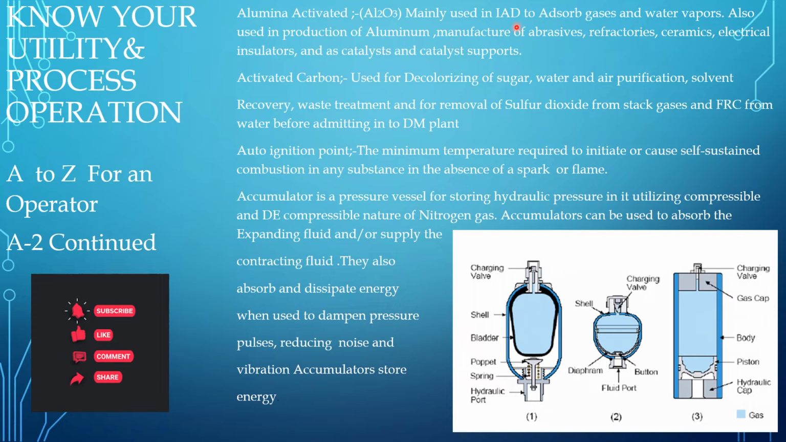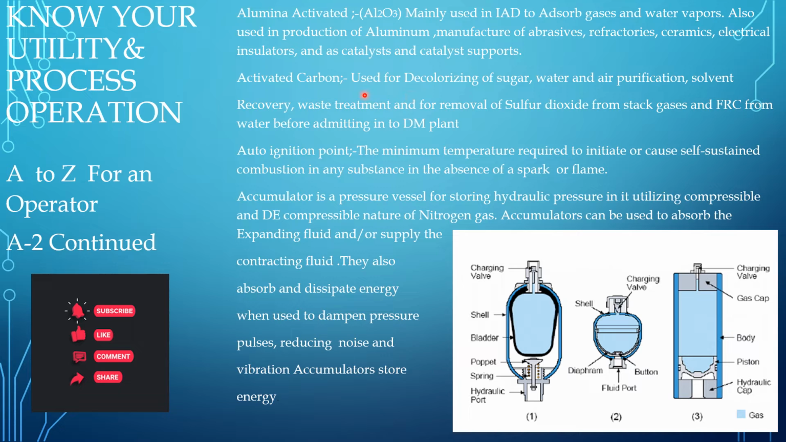Mainly, it is used in instrument dryer, which plays a very vital role in any type of industries. Instrument air is used to operate all the instruments, pneumatic instruments. So Al2O3 activated alumina is mainly used in instrument dryer, whether it is pressure swing or thermal swing absorption. If you want to know more, you can see my video about instrument air system.